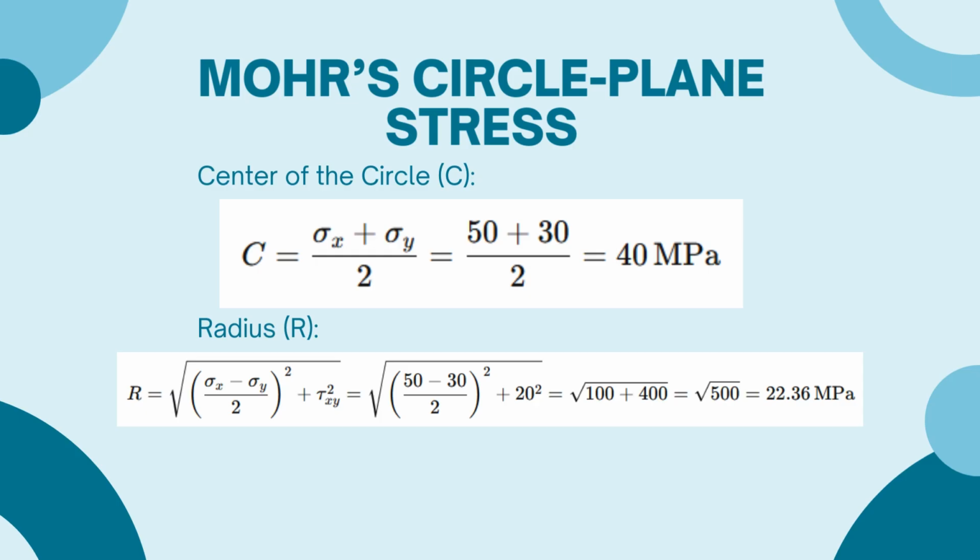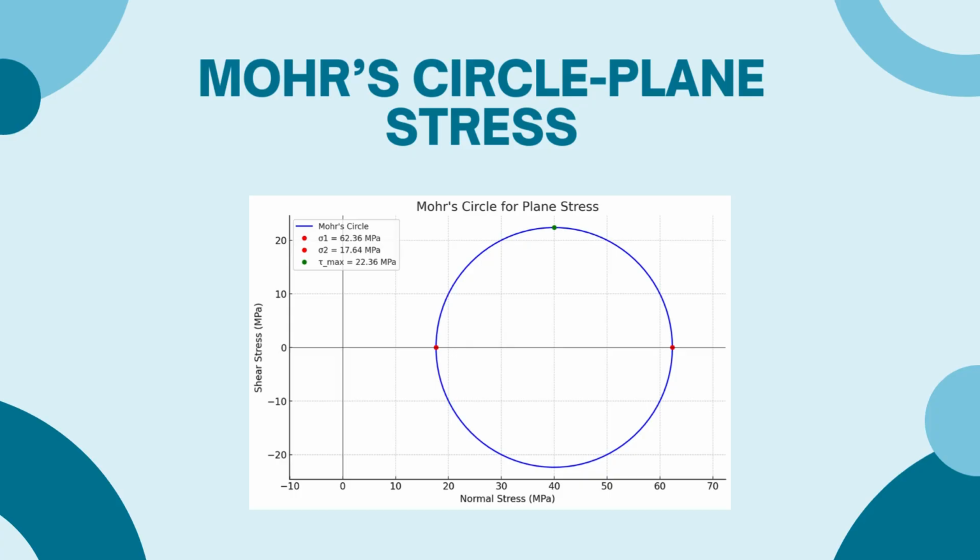Let's now calculate the center and radius of Mohr's circle. The center, C, is the average of the normal stresses sigma x and sigma y. The radius, r, is calculated using the difference between the normal stresses and the shear stress. These values are essential for plotting Mohr's circle and finding the principal stresses and maximum shear stress.